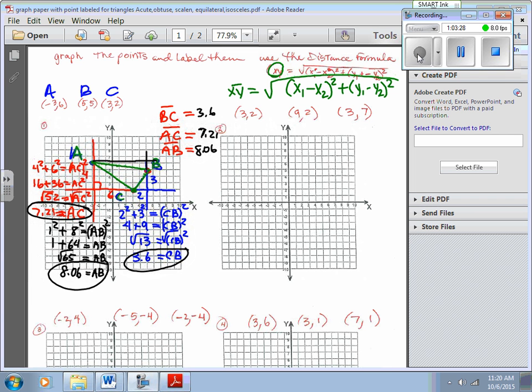Did you guys write down the coordinates for the second, third, and the fourth one? On number 2, that's 3, 2, 9, 2 and 3, 7. On over here, with the one I labeled 3, that's -2, 4. The other one is -5, -4. And then -2, -4 for that one, number 3. For number 4, it's 3, 6, 3, 1, and 7, 1.